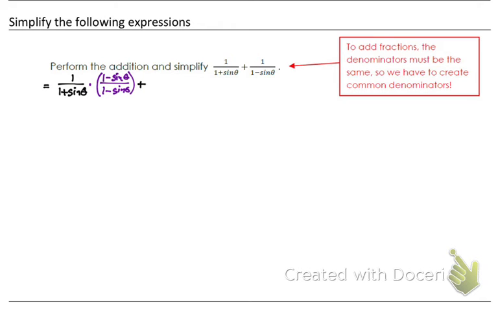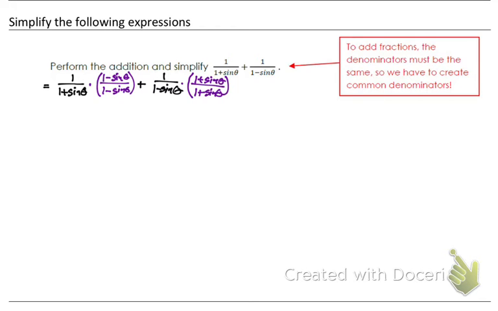Now I'll write the other fraction. The other fraction is 1 over 1 minus sine theta. Multiply by the other denominator. That's multiplying by 1 plus sine theta, all over 1 plus sine theta. Just because it doesn't look easy doesn't mean it's the wrong path to go down. This is a good fundamental idea to know that if you have two fractions that are being added or subtracted, add or subtract them. Turn them into one fraction and see what happens there.